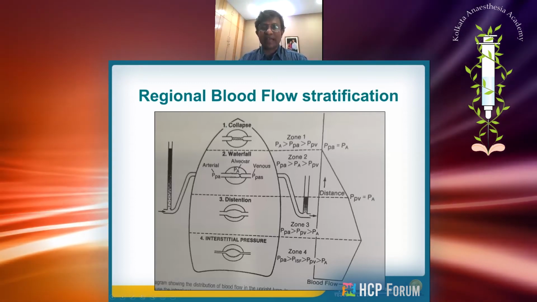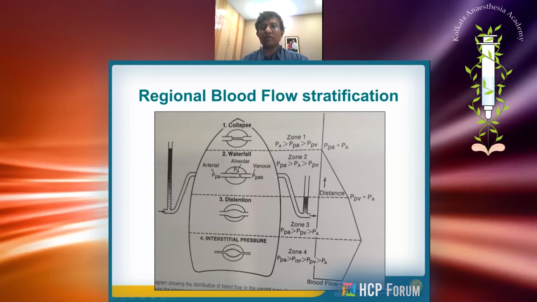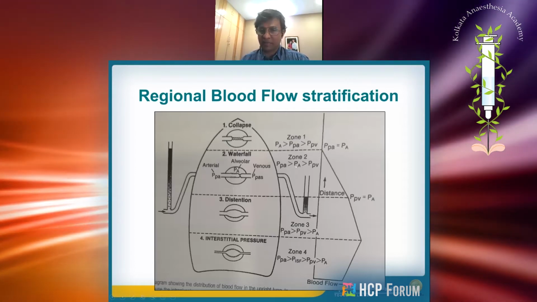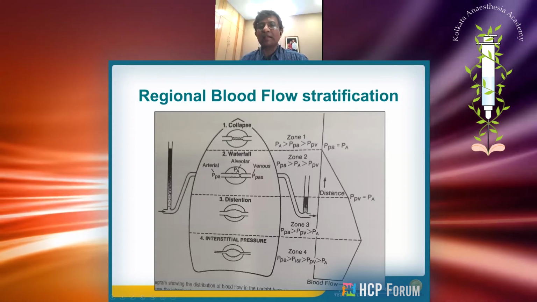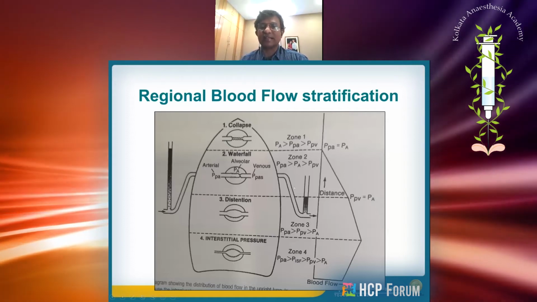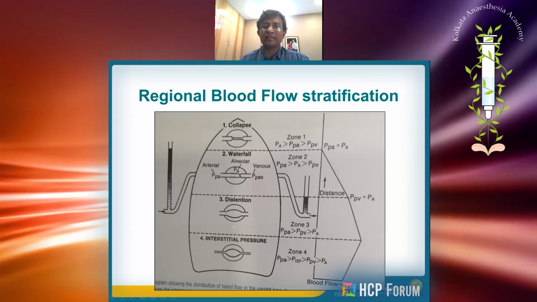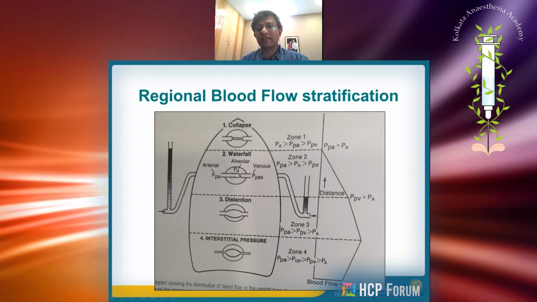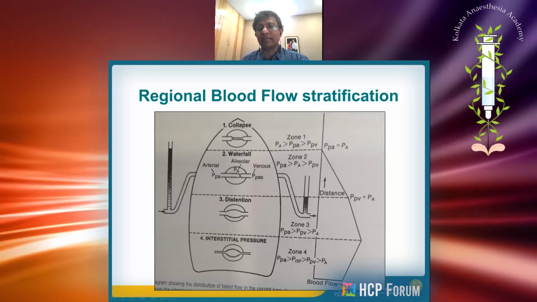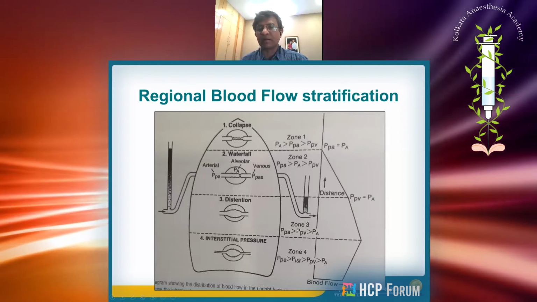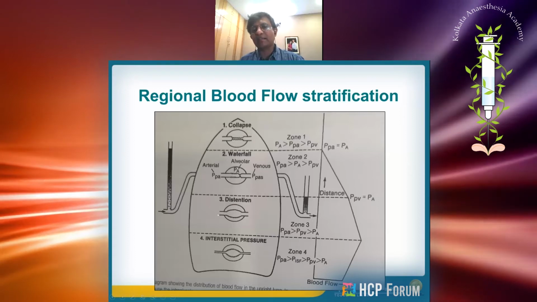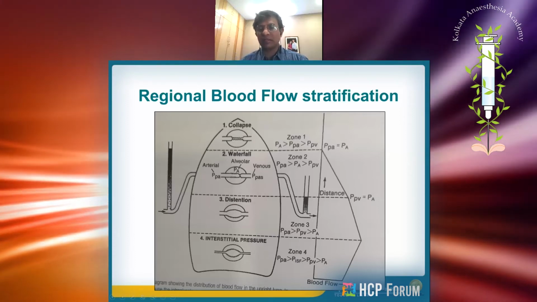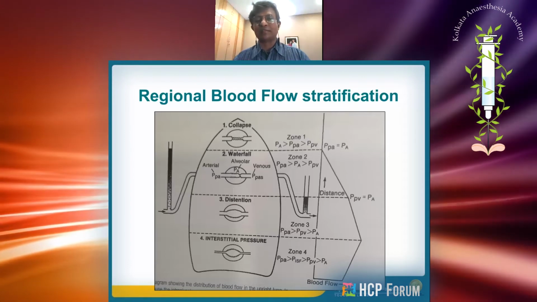Then you have the second area, or the waterfall zone, where the pulmonary artery pressure is higher than the pressure in the alveoli, and this is where it acts as a resistor, and this is where you really want it to be, where the only determining factor is the pressure in the pulmonary artery and the difference of pressure between the pulmonary artery and the pulmonary vein, and that is how the flow through the vessels will happen.